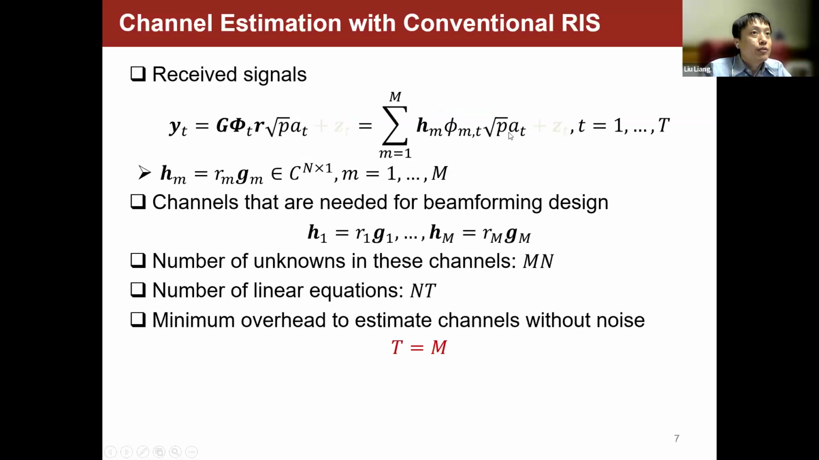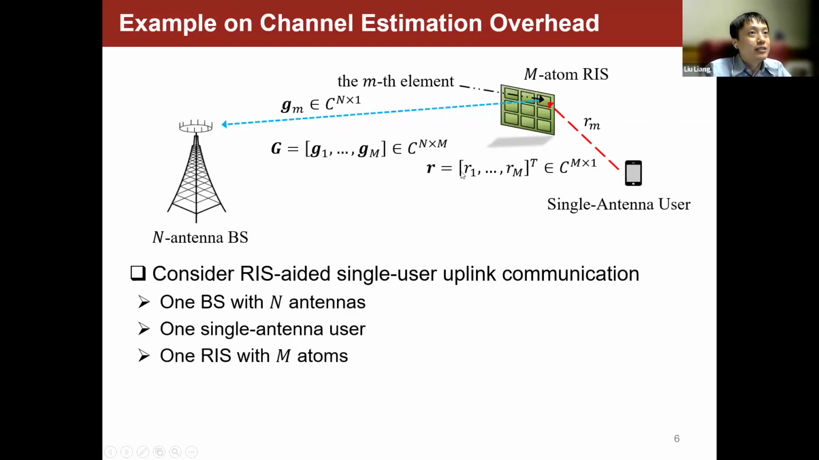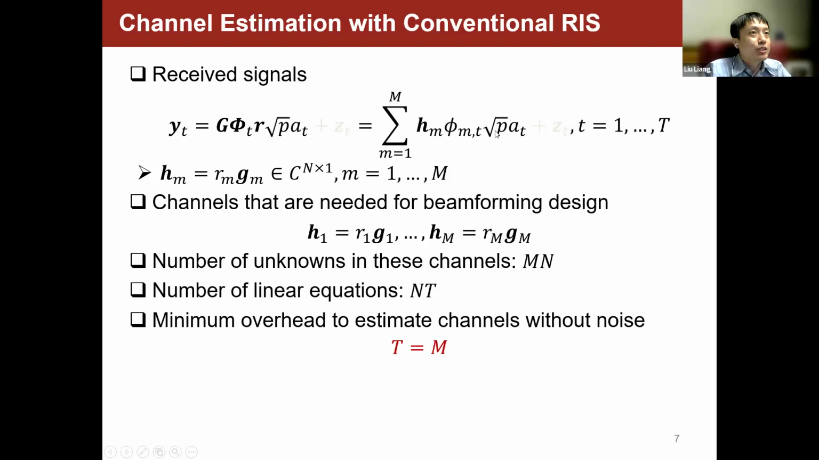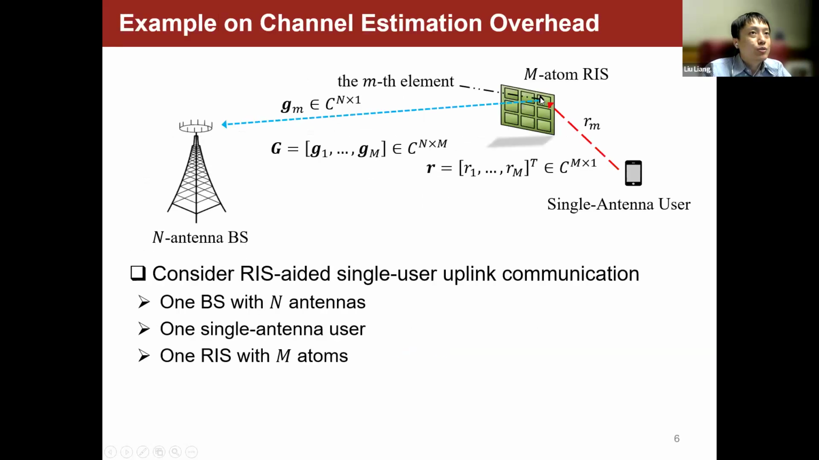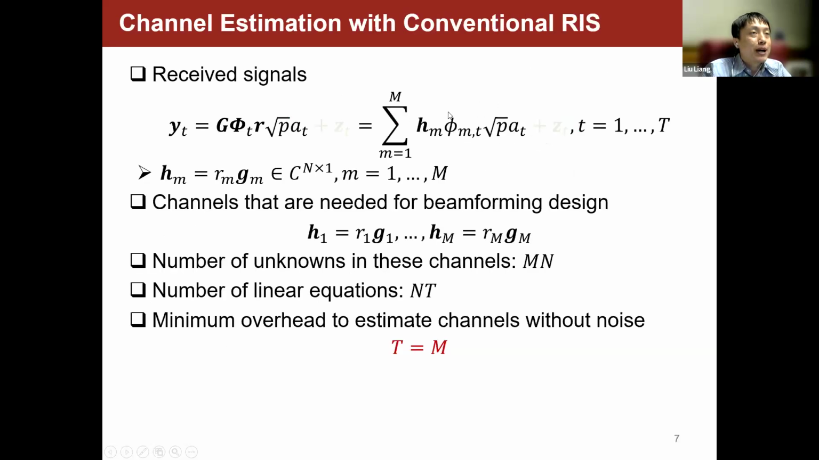So in this case, if we transmit a pilot signal at time slot t, this is the received signal at the base station. Let's assume we don't have the direct channel, we just have this reflected channel from the RIS. So P is the transmit power. Phi_mt is the reflecting coefficient of the m-th element at time slot t. And h_m is the cascaded channel from the user to element m of the RIS to the base station. It is the product of r_m and g_m. This g_m is a vector. So this is the contribution made by reflecting element m. And we have M reflecting elements, so we add them together. This is the received signal at the base station at time slot t.